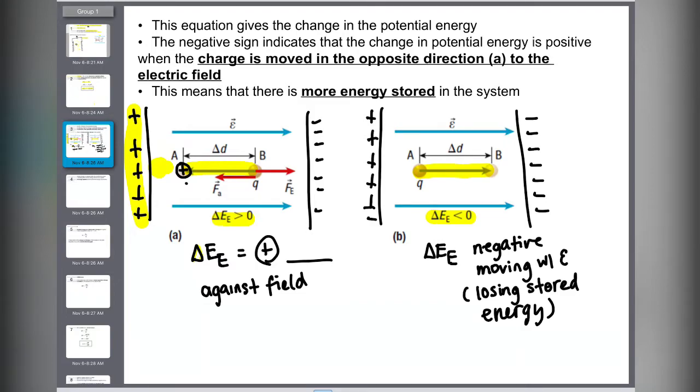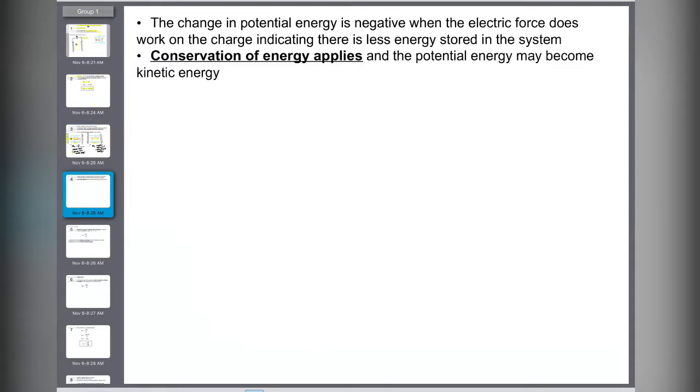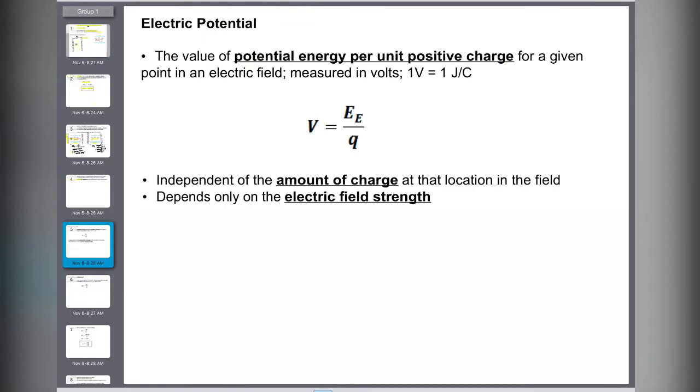Let's clarify it again. Delta EE would be a positive value if you move against the field. You're storing more energy, so basically I'm gaining more stored energy. Change in potential energy is negative when the electric force is working on the charge, indicating less energy is being stored. And we also do consider the conservation of energy.